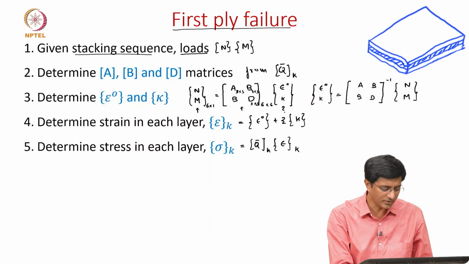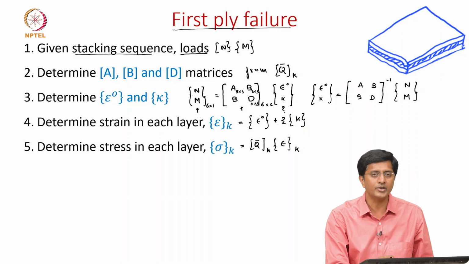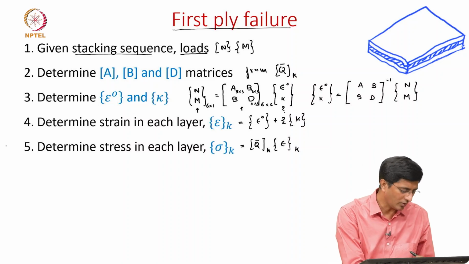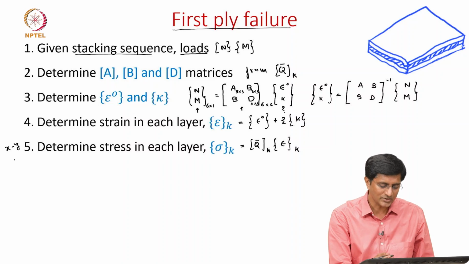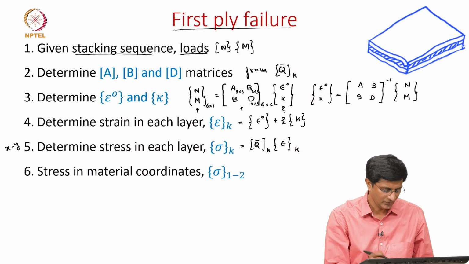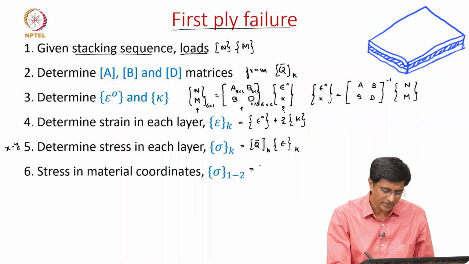And once we find the stresses, let's observe these stresses, are they in the body coordinates or are they in the material coordinates? So if we notice, these are actually in the body coordinates xy. So let's transform these stresses in the body coordinates to the stresses in the material coordinates. How do we do that? By simply applying the transformation matrix T times the stresses in the body coordinates.